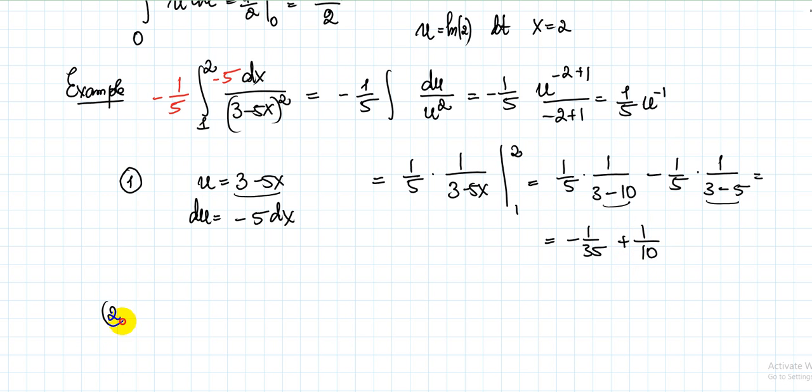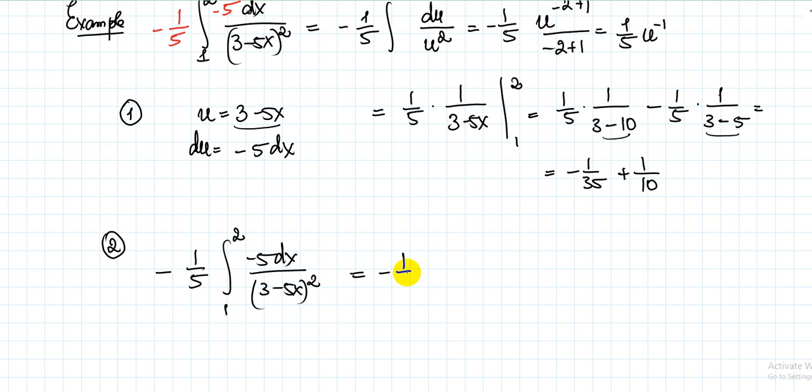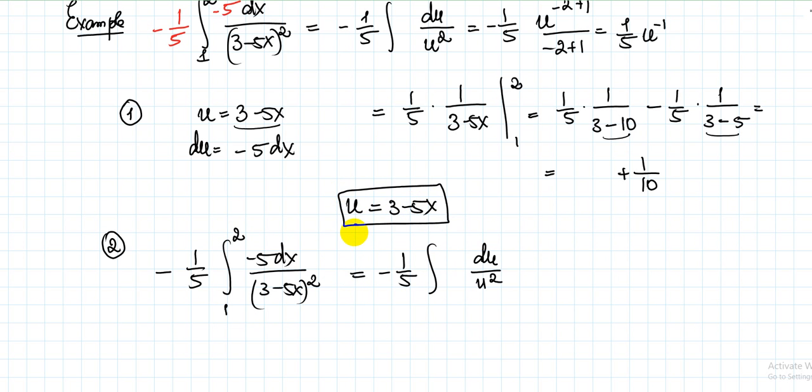The second way is if you decide to change the variable x with the u, so the integral of 1 over (3 minus 5x) squared, x changes from 1 to 2. With the u, minus 1 over 5 of the integration du divided by u squared, we can change the borders immediately. Okay? If the u is equal to 3 minus 5x, right? What will be the value of the u if the x is equal to 2?